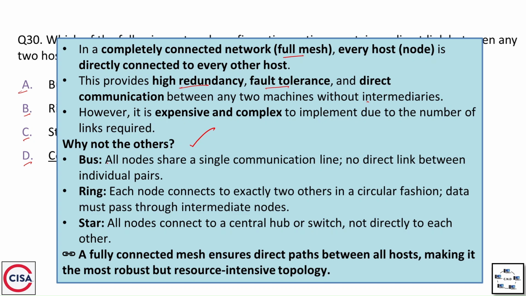Why not the others? Bus, all nodes share a single communication line, no direct link between individual pairs. Ring, each node connects to exactly two others in a circular fashion. Data must pass through intermediate nodes. And star, all nodes connect to a central hub or switch, not directly to each other. So a fully connected mesh ensures direct paths between all hosts, making it the most robust but resource intensive topology.